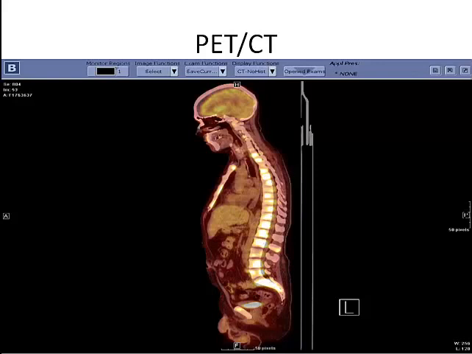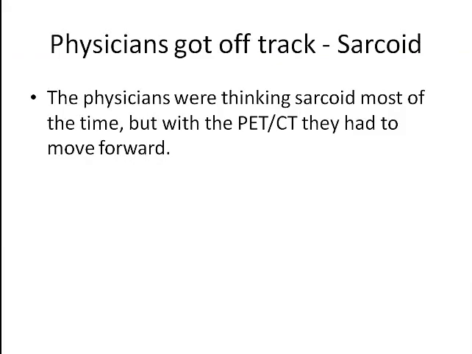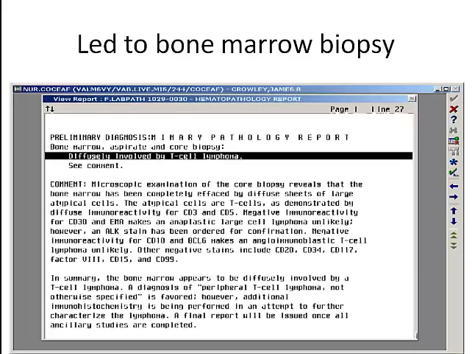So that led to physicians thinking about sarcoid most of the time. It's very easy in these patients for physicians, just human nature, to get focused on one disease state and not have a global idea of what's going on. But the PET-CT moved him forward. So this patient found out that he had diffuse T-cell lymphoma and completely normal CT scans.